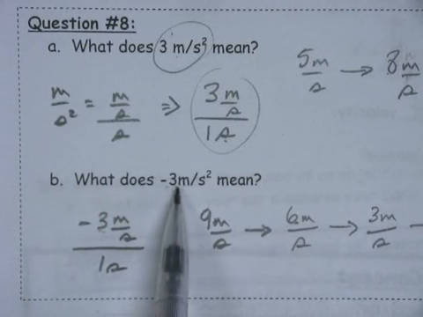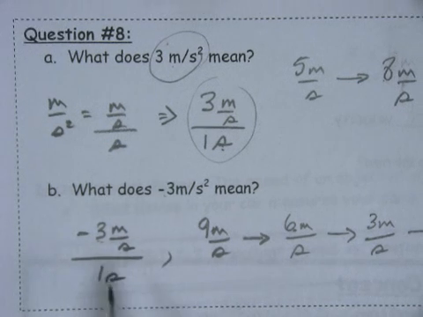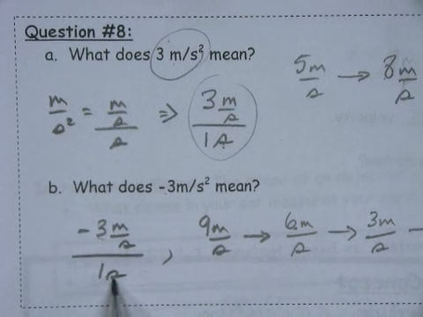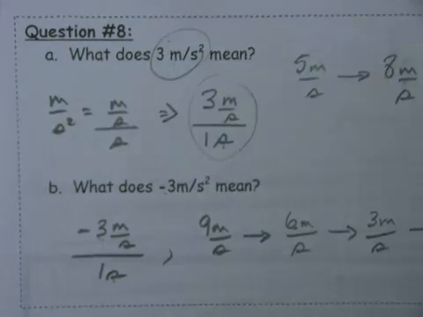So what does negative 3 meters per second squared mean? All it simply means is that every second that goes by, your velocity changes negative 3 meters per second.